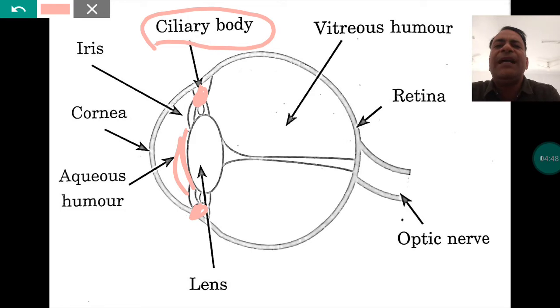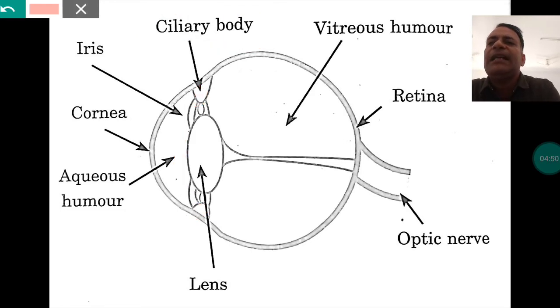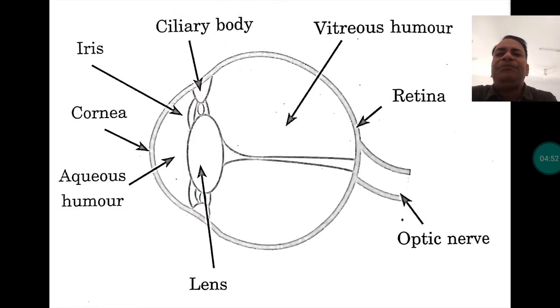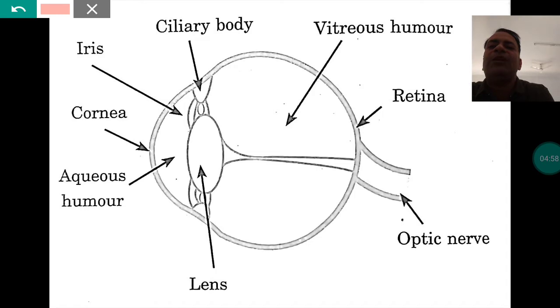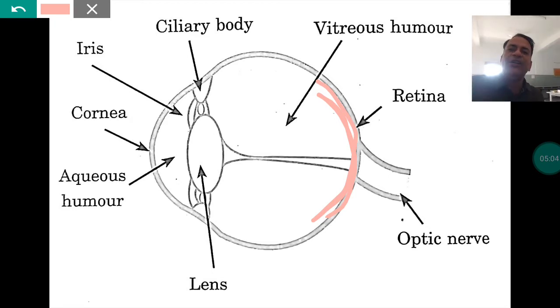Now coming to the next part, which is retina. Where is this retina? You can see retina is behind the eyeball. This eyeball, its rear most part, this part is known as retina. What is the retina? This is a kind of screen. What does this screen have? The screen has two types of cells, rod-shaped cells and cone-shaped cells.